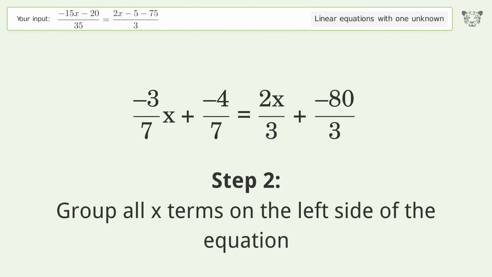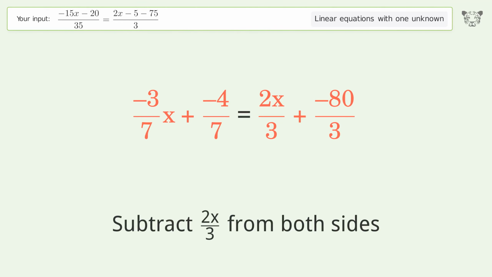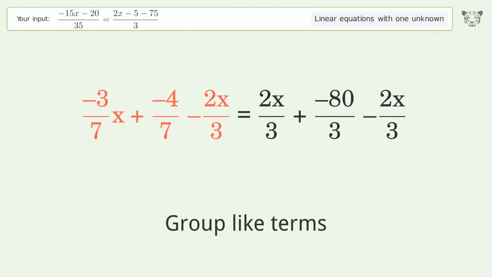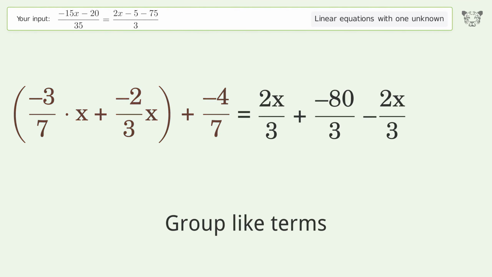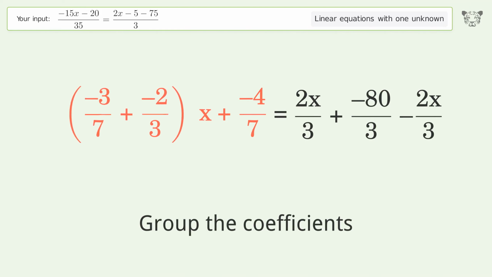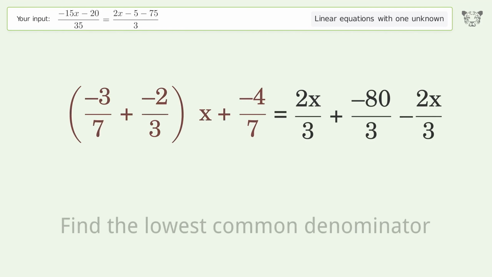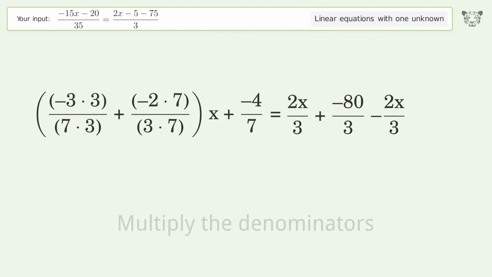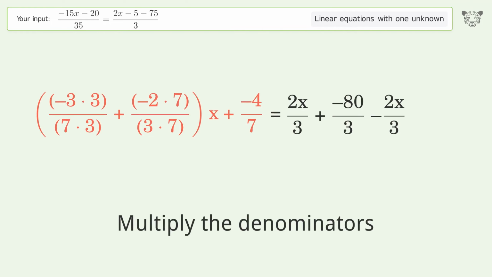Group all x terms on the left side of the equation. Subtract 2x/3 from both sides. Group like terms. Group the coefficients. Find the lowest common denominator. Multiply the denominators.